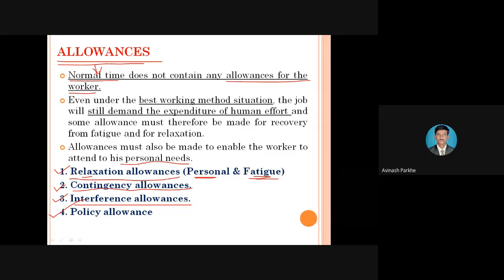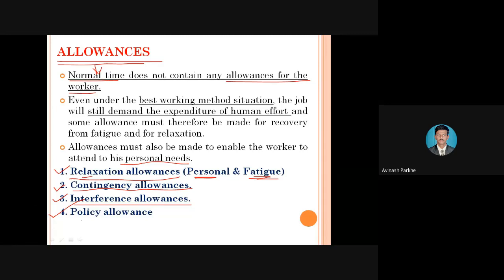The worker, the operator, can demand the relaxation allowance, contingency allowance, and interference allowance. This is the requirement of the operator. Therefore, anytime any worker can demand, I want the relaxation allowance, I want the contingency allowance, I want the interference allowance. As per the demand, management has to provide the relaxation allowance, contingency allowance, and the interference allowance as per the requirement.